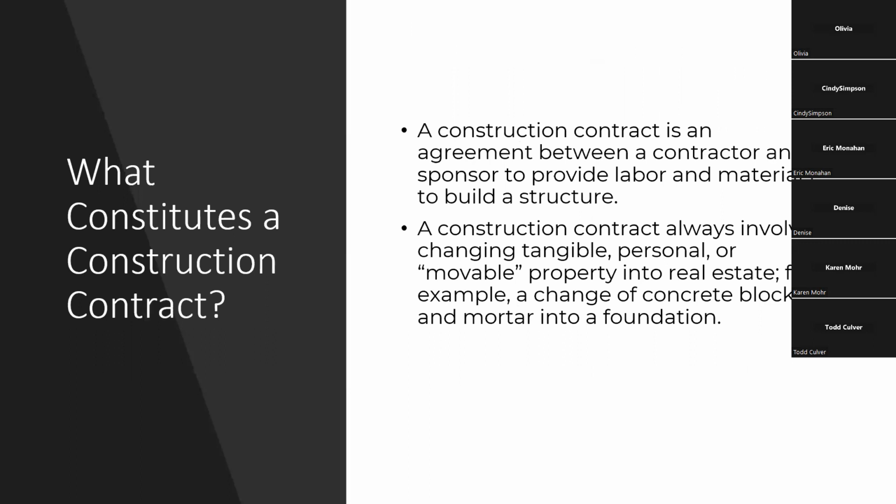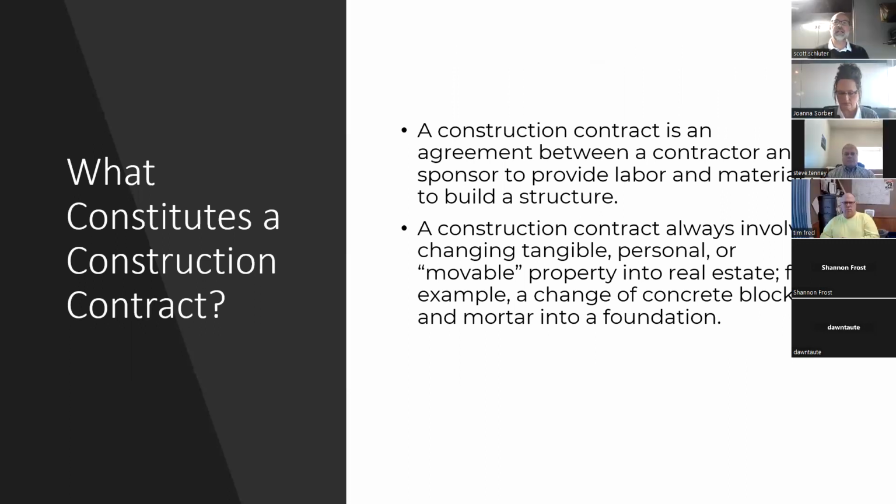So what constitutes a construction contract? It is an agreement that the contractor is going to provide both the labor and the materials to build a structure. And that always involves taking tangible personal property. In this example, you have, as we say, TPP, the tangible personal property of a concrete block and mortar, bringing those together and incorporating those into real property. Okay, next.